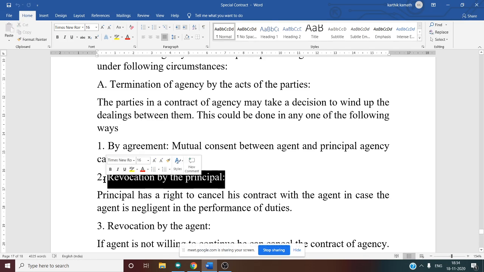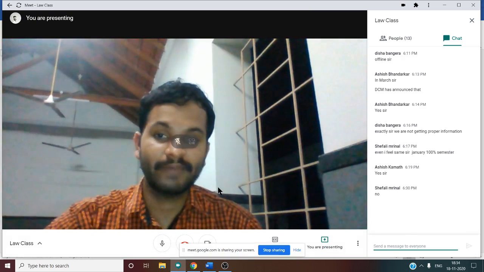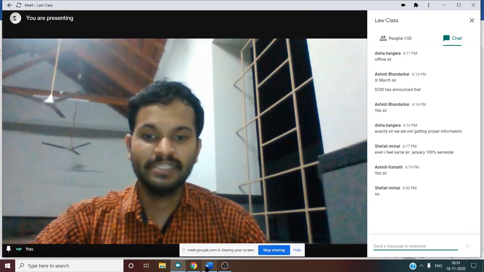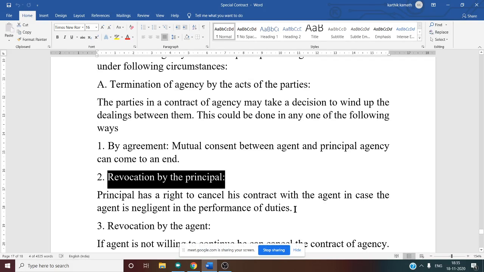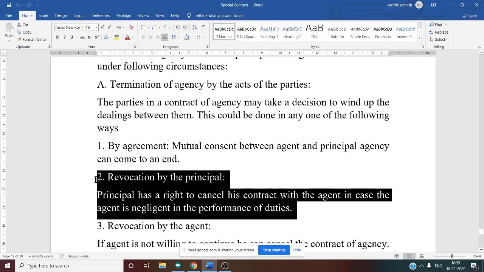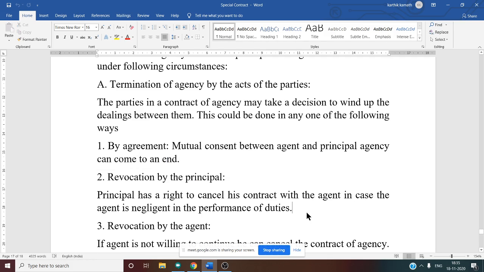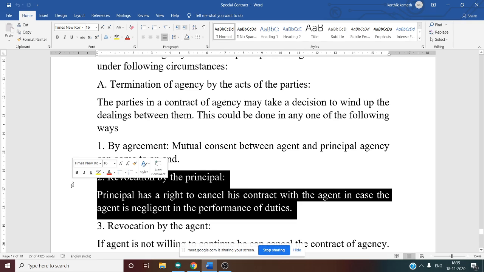Second one, revocation. Revocation by the principal is one kind of cancellation or taking back his right. If the principal withdraws from the contract of agency, in that case the agent also automatically withdraws from the contract of agency. See this, the principal has a right to cancel his contract with the agent in case the agent is negligent in performance of duty. If the principal feels that the agent is not performing well, or the agent is not following the instructions given by him, in that case the principal can cancel the contract. That is known as revocation or cancellation or taking back the rights.